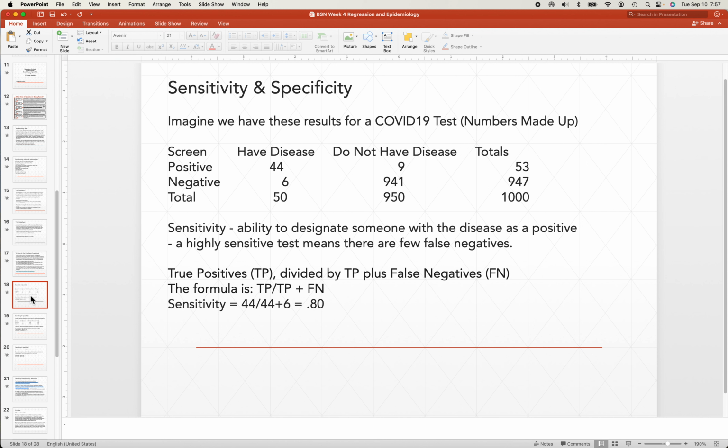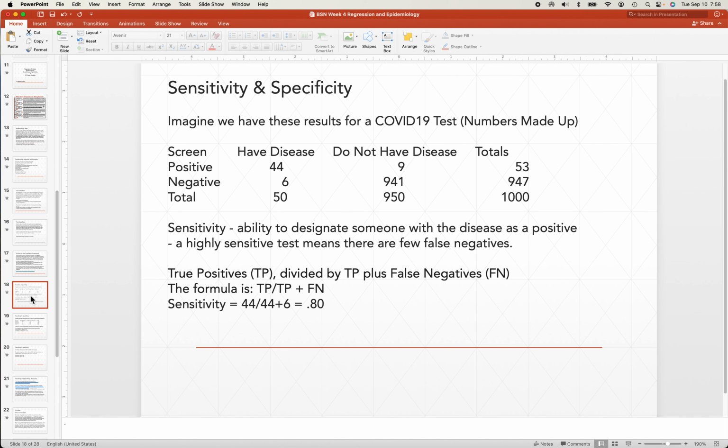These numbers are all numbers I made up just for this example. If we have a COVID 19 test and we want to find out the metrics on it, we could have our screening test and see if people screen positive or negative for it. And then we can determine later if they actually have the disease or do not have the disease, as shown in this cross tabulation. And from this, we can determine our numbers.